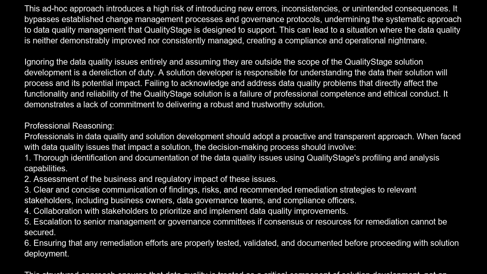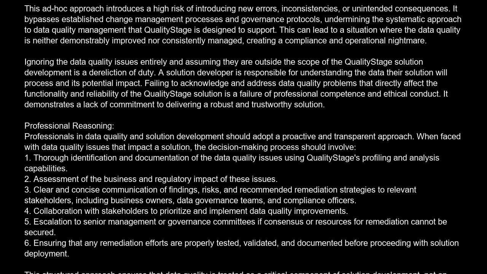Professional reasoning. Professionals in data quality and solution development should adopt a proactive and transparent approach. When faced with data quality issues that impact a solution, the decision-making process should involve: 1. Thorough identification and documentation of the data quality issues using QualityStage's profiling and analysis capabilities. 2. Assessment of the business and regulatory impact of these issues. 3. Clear and concise communication of findings, risks, and recommended remediation strategies to relevant stakeholders, including business owners, data governance teams, and compliance officers.